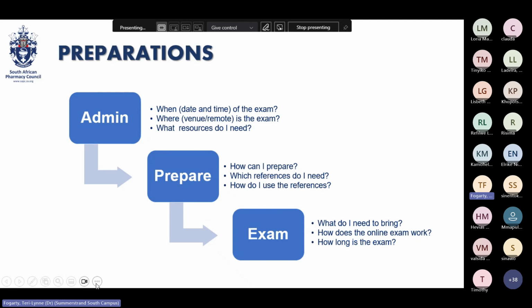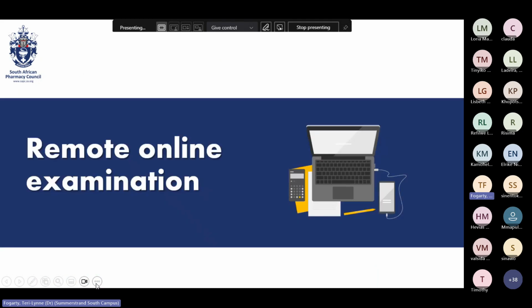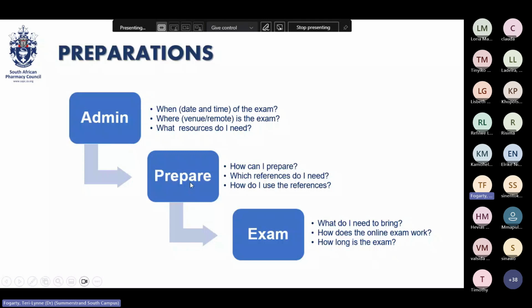Preparing for the exam. Once you know what the date of the exam is and the time of the exam, make sure you know where you're going to write the exam, and the office will speak to you a little bit more about that and choosing a suitable site to write the exam at, and determining what resources you need. What reference material do I need? Do I need a calculator? Do I have pen and paper? And get those things sorted out.